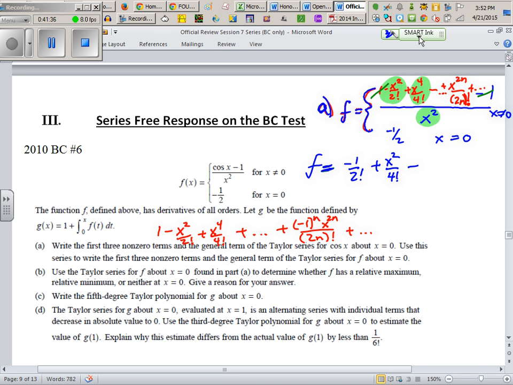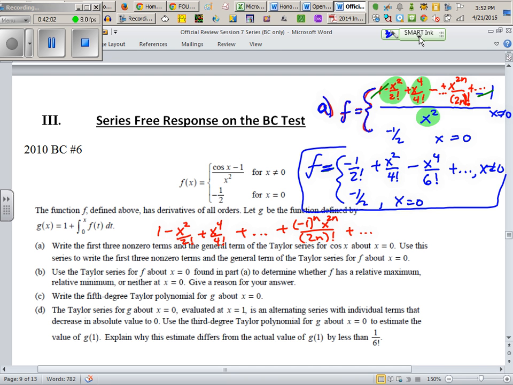So they're very clever how they asked this. They did not have you write the first 4 terms of cosine, but you needed that 4th term to get the 3rd term of f. Interesting. But that's the answer for any values except x equals 0. And then the piecewise function finishes down here.